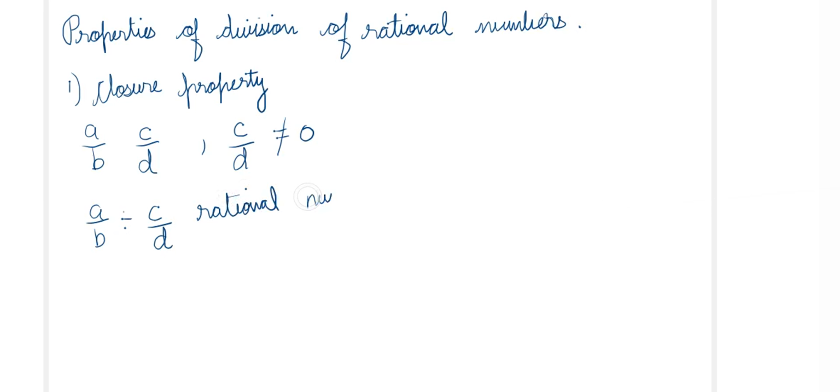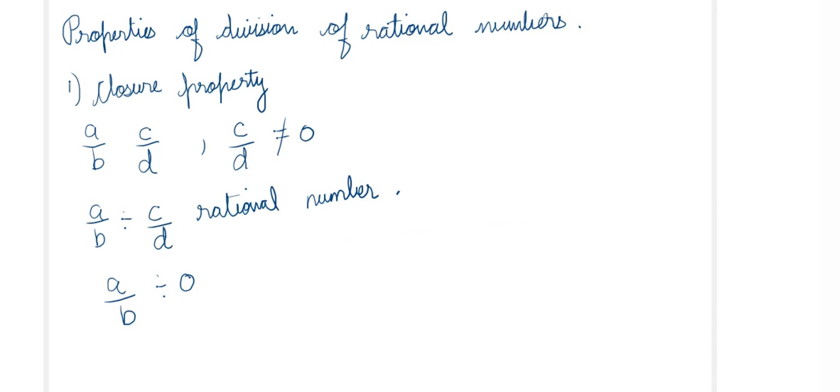The only condition is that your c by d should not be equal to 0. Why should c by d not be equal to 0? Again, if it is going to be 0, then it is nothing but a by b divided by 0. So you cannot divide any number by 0, right? So that is why, except for this one condition, if the value of c by d is any other thing other than 0, then closure property holds good for division of rational numbers.